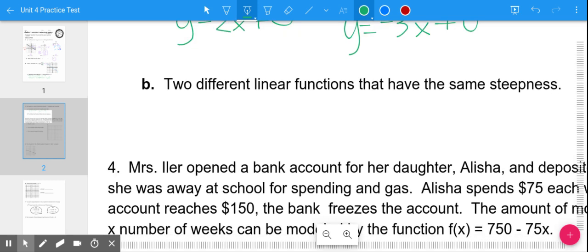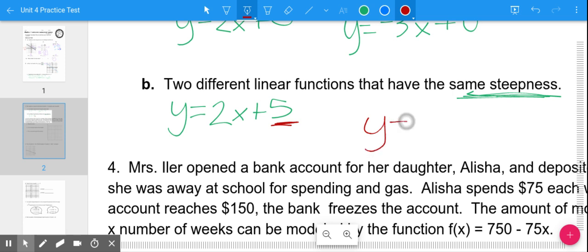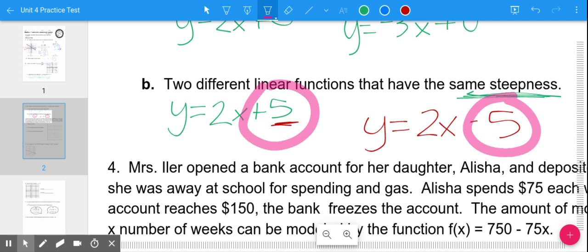Next one says 2 different linear equations that have the same steepness. So if they have the same steepness, they need to have the same slope. So I could do y equals 2x plus 5. And since my slope is the only thing that has to be the same, I'm just going to be changing my y-intercept. So my second equation could be y equals 2x minus 5. So the only thing that is different is my y-intercept. My slope has to be the same since it's the same steepness.